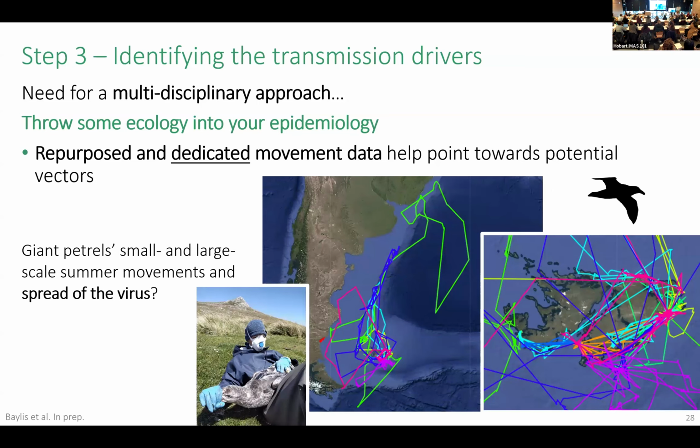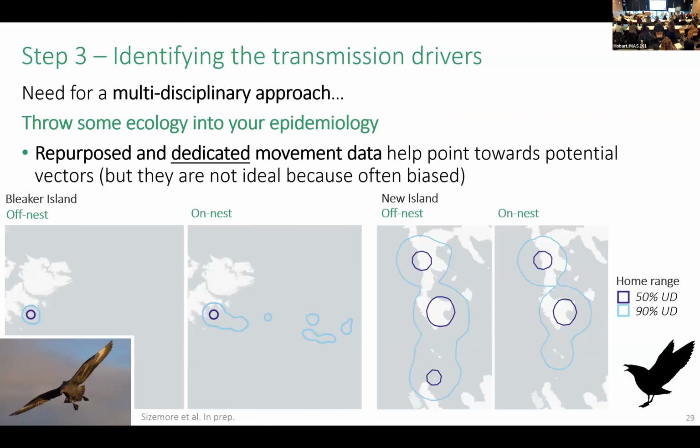And then we also collected dedicated movement data. Here we have giant petrels, who were suspected to be potential vectors. And look at that, just within a few weeks, they go all over the place after having fed on a dead penguin in a bird flu outbreak.